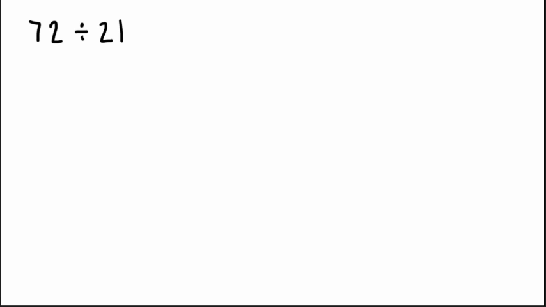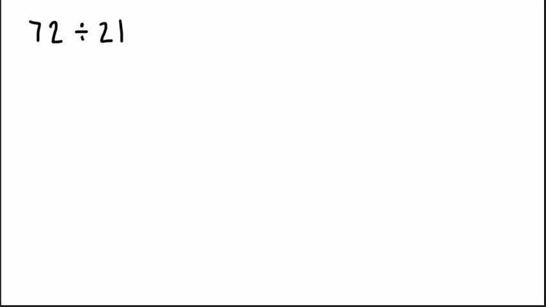So first off, I have this number 72 divided by 21. Now remember previously, 72 is our dividend, 21 is our divisor, and our answer is going to be our quotient. So just keep that in mind. The first thing I want to do is round the divisor. I want to round this, make it easy. And so in order to do this, I am just going to estimate everything. So I'm going to estimate the 72 and the 21.